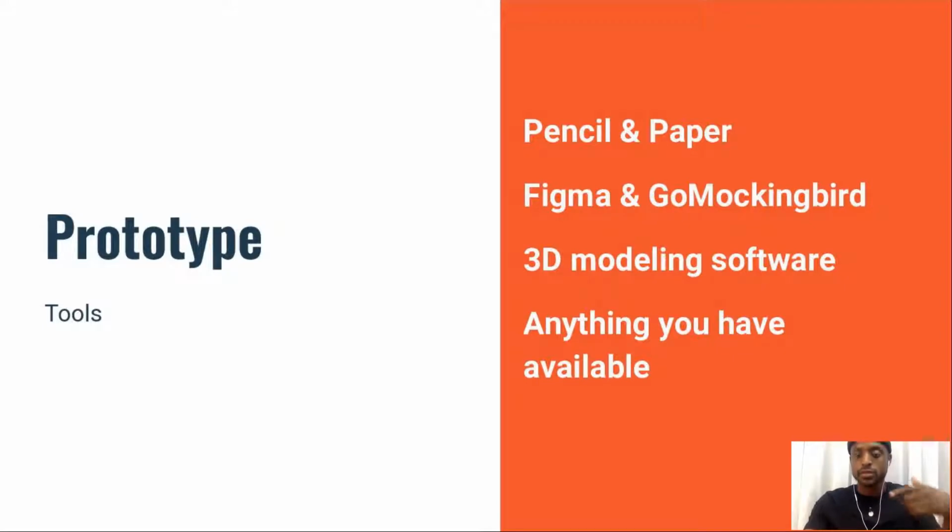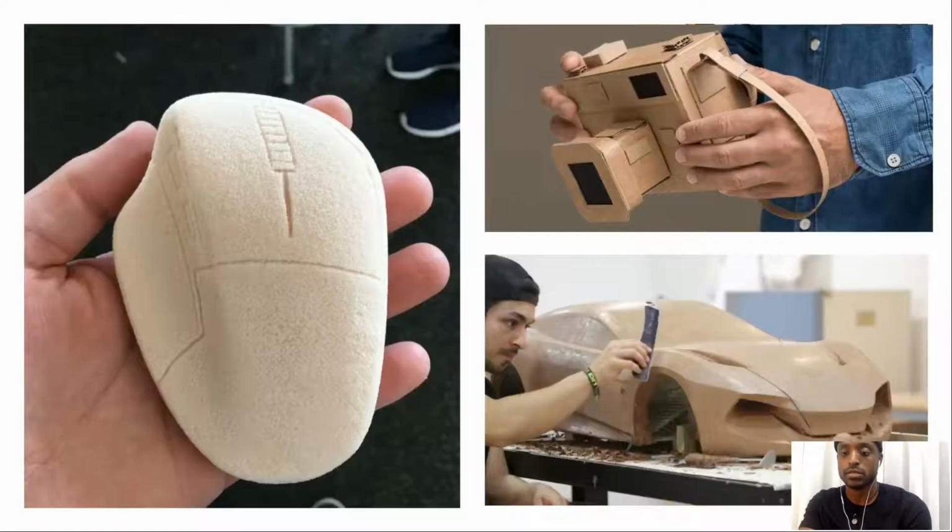First, let me start with the tools that you can use in the prototyping phase. So pencil and paper, simple. If you're going for a digital platform, Figma's good. Go Mockingbird is good. It's another platform for wireframes. 3D modeling software is also good, and just anything you have available is also good. Any tools or any materials. And so here's an example of that.